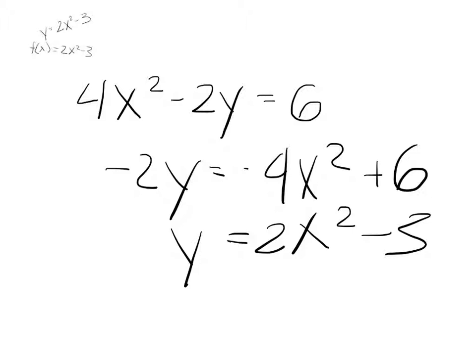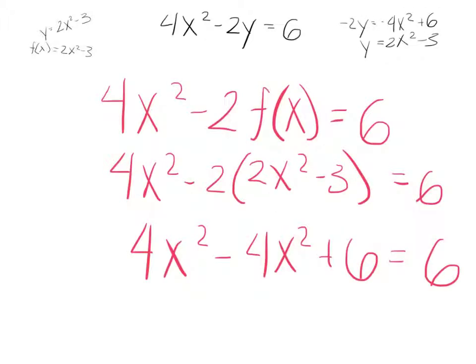If we substitute f of x for y into 4x squared minus 2y equals 6, we obtain 4x squared minus 4x squared plus 6 equals 6. The last equation is an identity, since it is true for every x in the domain of f. This is a characteristic of every function f determined implicitly by an equation in x and y.